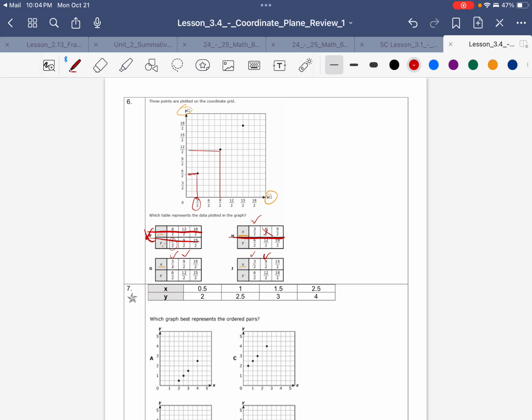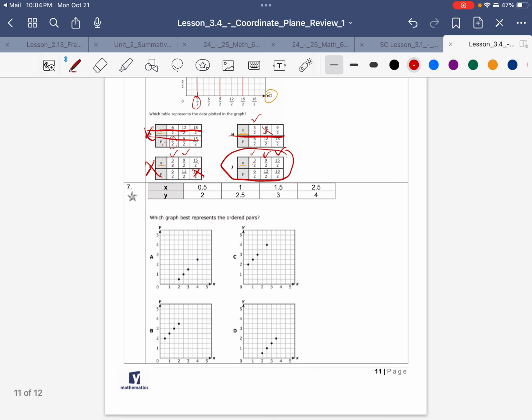Now, last point, 15 over 2. It's 18 over 2 y. 15 over 2 x, 15 over 2 y. So this has 15 over 2, 15 over 2. Our y should be 18 over 2. So this one's wrong. And this one is our correct answer. They have the 18 over 2. All three check out. All right, last couple problems.